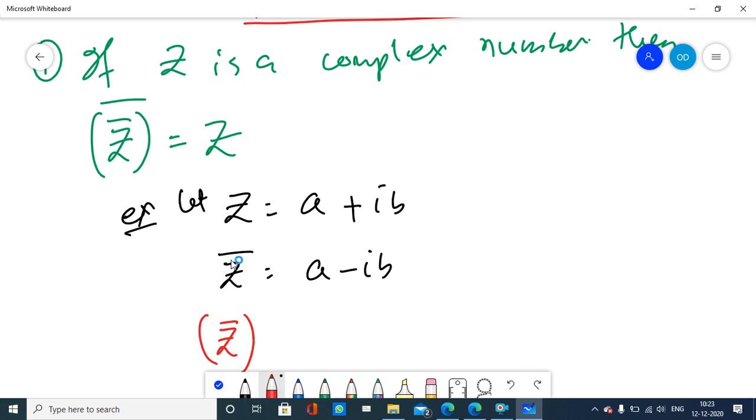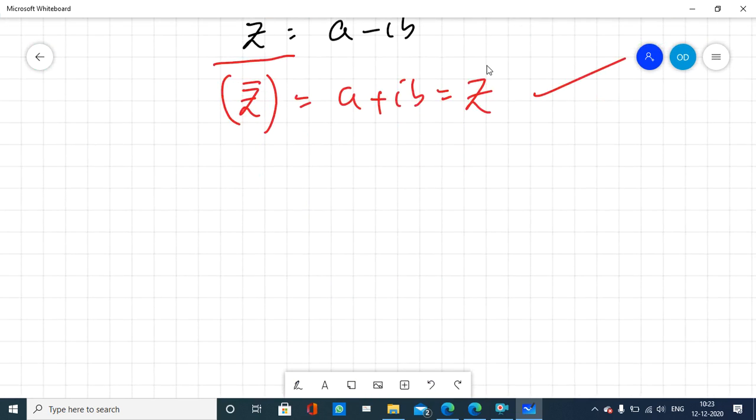Now if I want to find the conjugate of this complex number, that is the conjugate of z conjugate, then that means I want to find the conjugate of a minus ib. Well, what is the conjugate of a minus ib? Isn't it a plus ib? Isn't it the same as z itself? Do you see? So the conjugate of conjugate z is equal to z. Got my point so far? Are we clear on this?